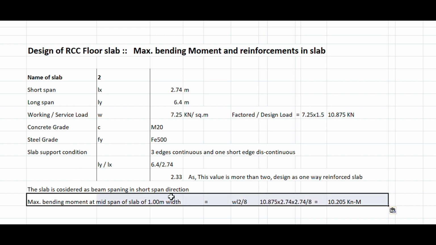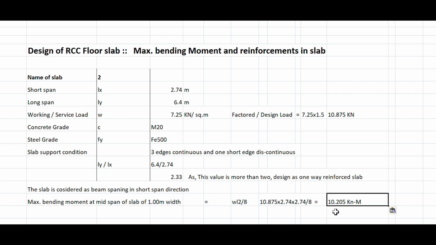The maximum bending moment in the slab may be calculated considering 1 meter width as a beam. This may be considered as a beam of size 1 meter width and the depth as we decided previously, that is 130 mm. Here, the bending moment for the beam is WL square by 8. This is 10.87 into 2.74 into 2.74 by 8, equal to 10.205 kilonewton meter. For this moment, we are going to design.